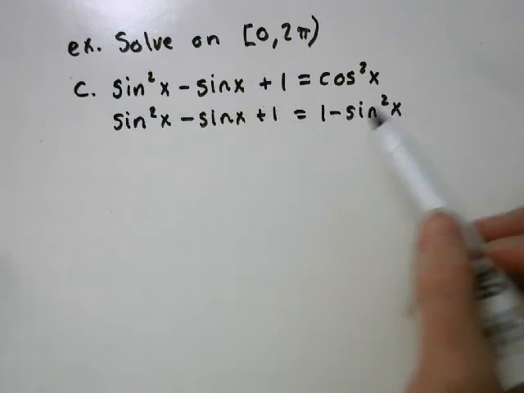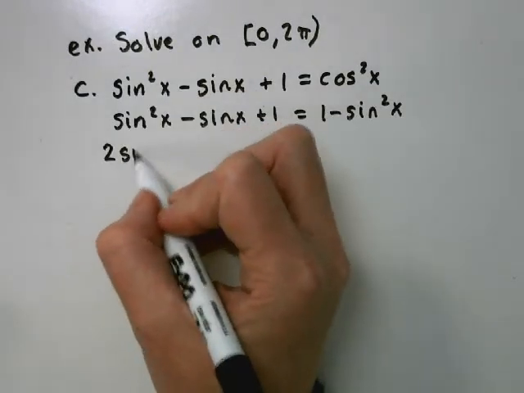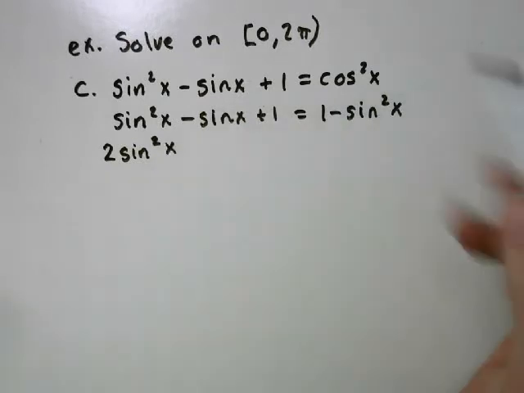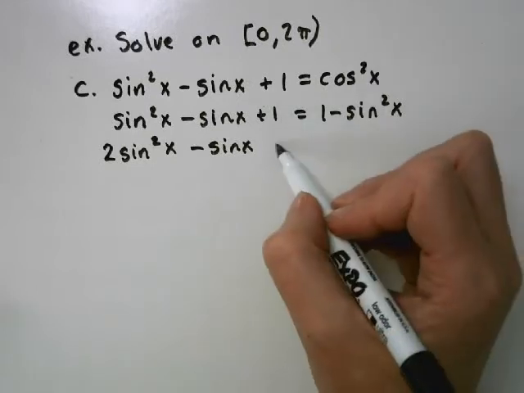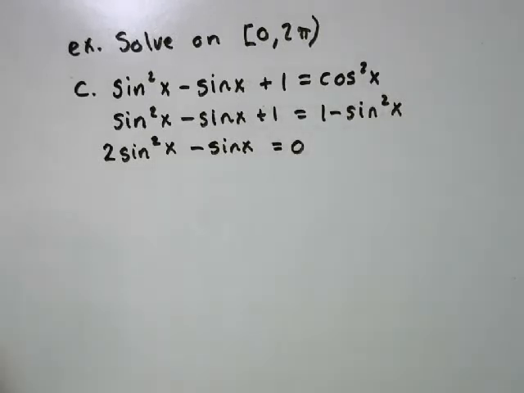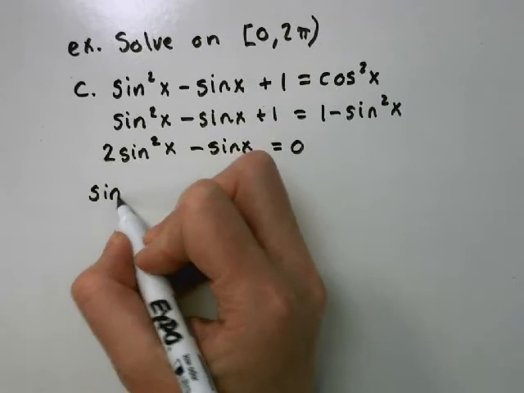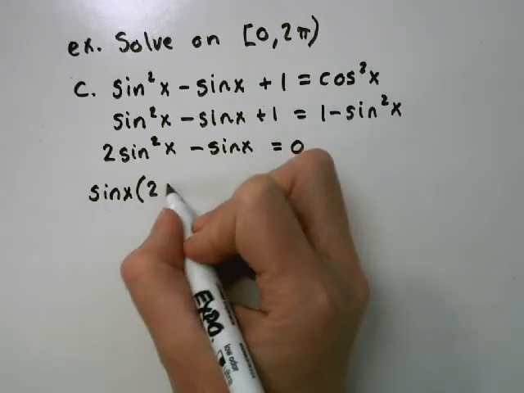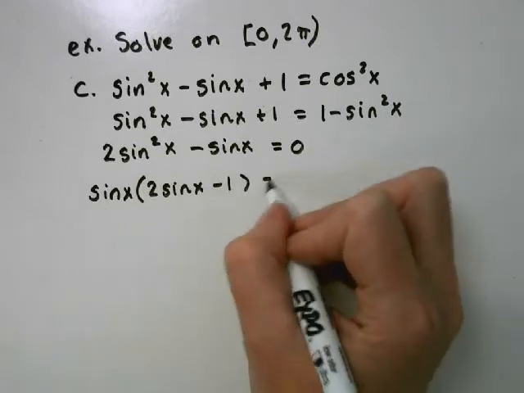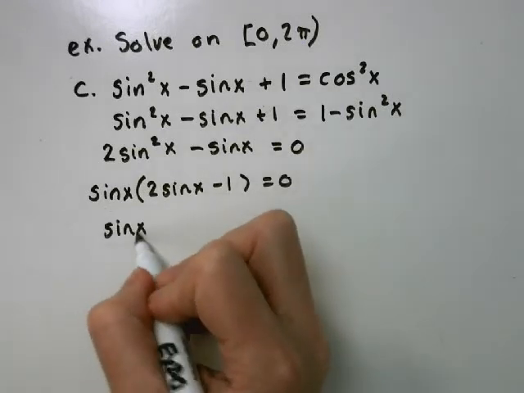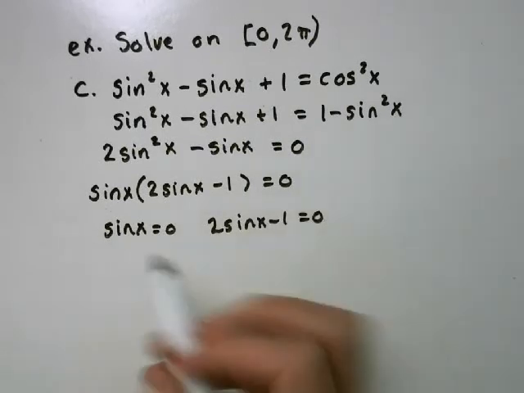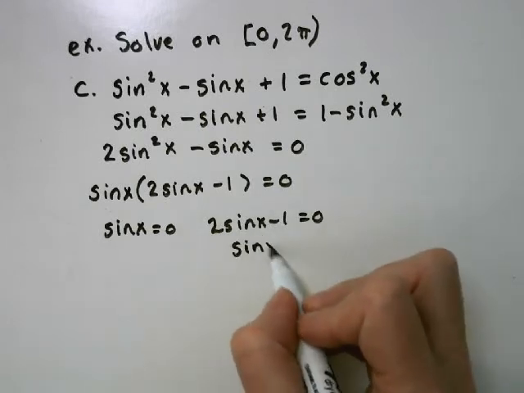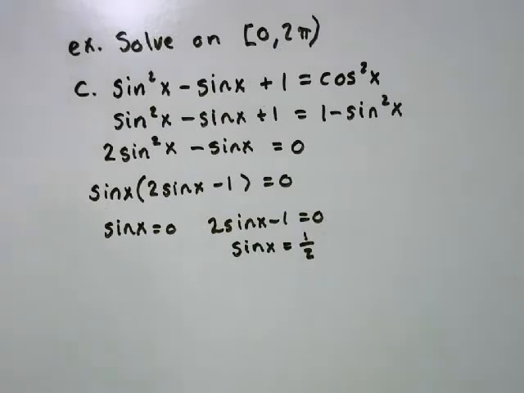We need to move everything to one side, so I'm going to add the sine squared over. So we have 2 sine squared minus sine of x, and then I'm going to subtract 1. So that's going to get rid of the 1 entirely. So we are going to factor here, but we're just factoring out a common factor rather than a trinomial. So I'll factor out a sine, which will leave me with 2 sine x minus 1. So either sine of x equals 0 or 2 sine x minus 1 equals 0. So that'll be sine x equals 1/2.